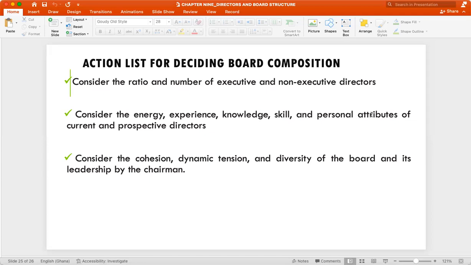Okay. So experience, knowledge, skill, personal attributes. Is the person a team player? Can he work in a team? Or is he somebody who wants to insist on his own way? Okay. Board work is teamwork. So you need to pay attention to the personal attributes of the people you want to appoint as directors. All right. Close to the last point is that you should consider the cohesion, dynamic tension, and diversity of the board and its leadership by the chairman.